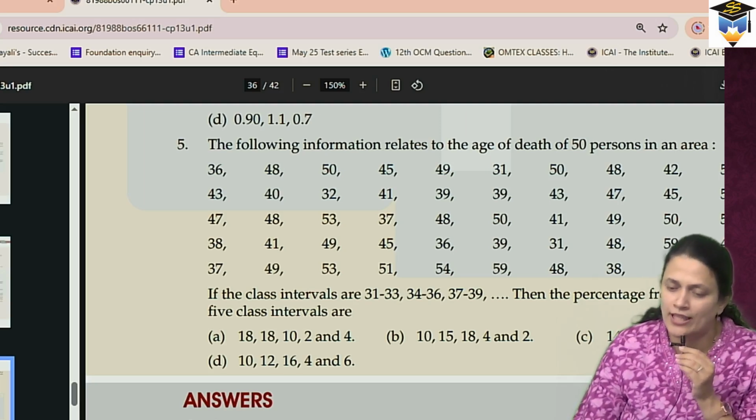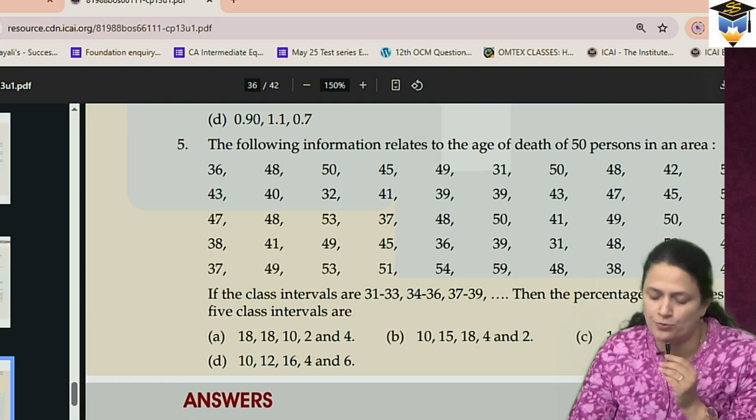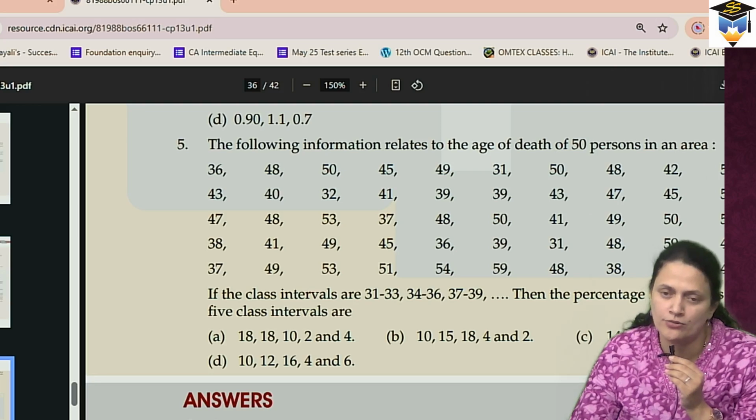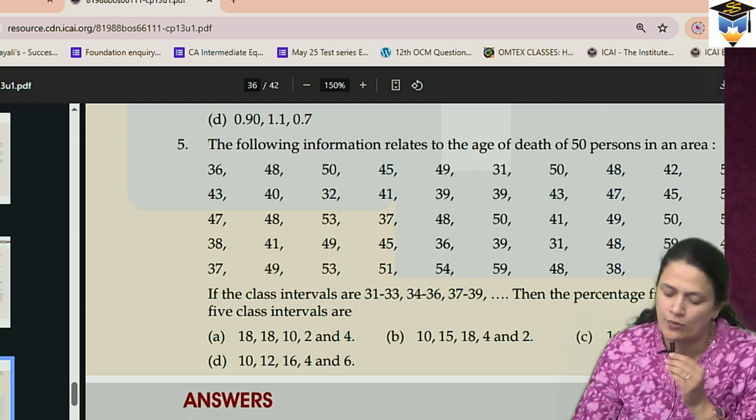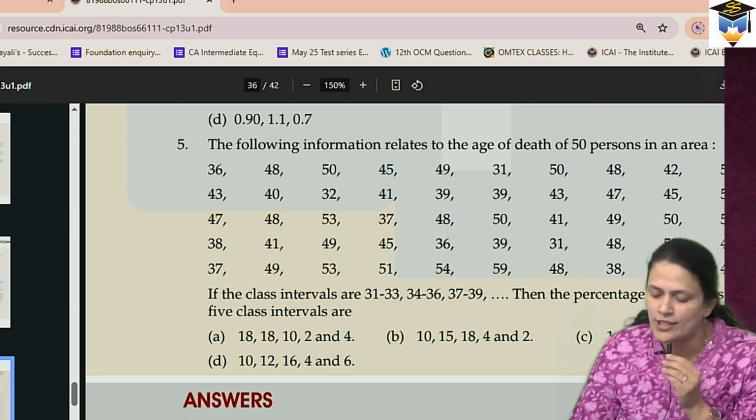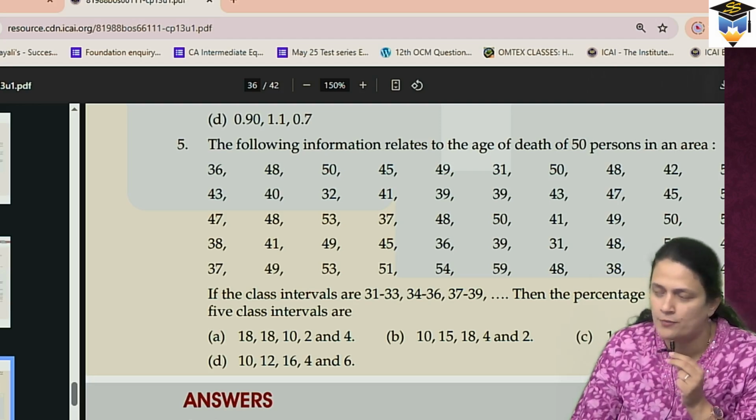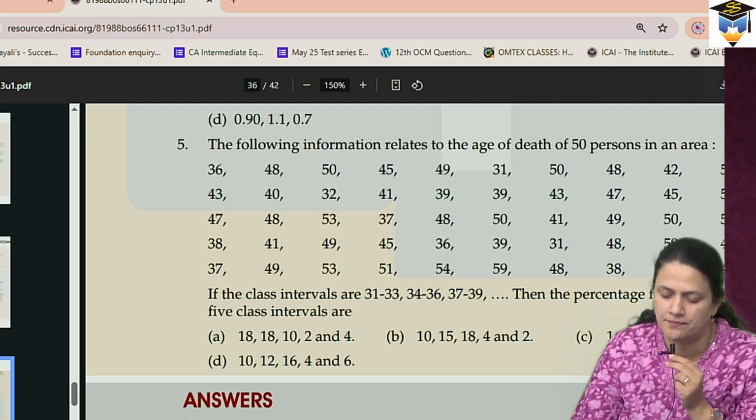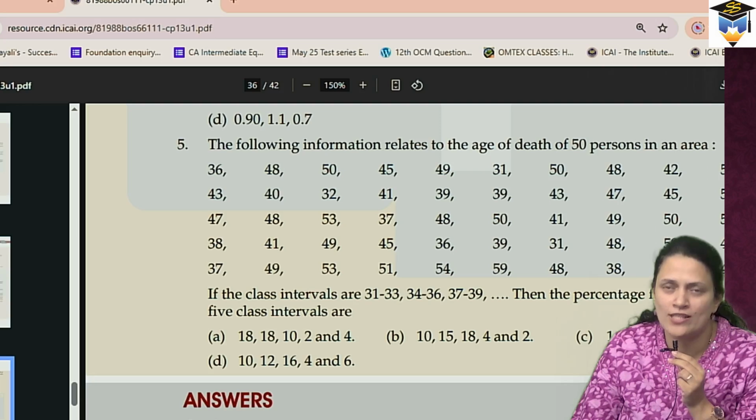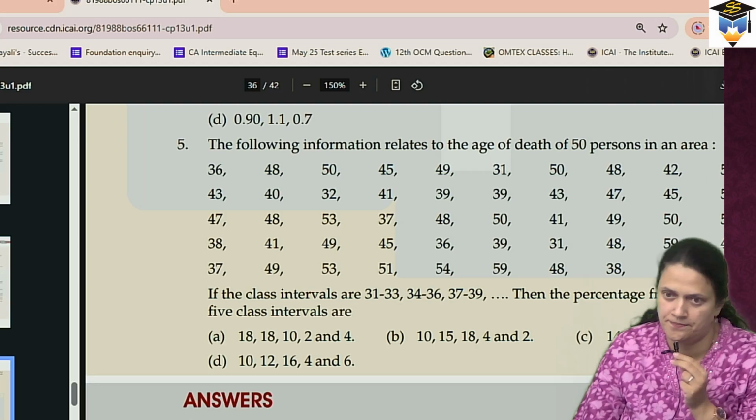Okay, I'm just going to tell you how to find out the percentage. Write down: percentage frequency is equal to frequency of the class upon total frequency of data.